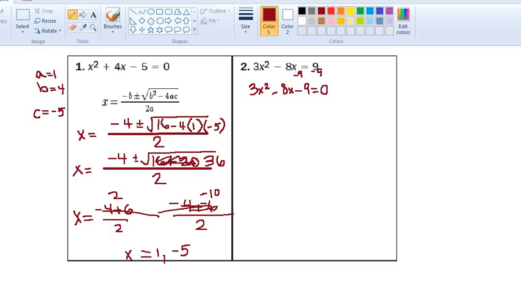Now if you could do this, pause the video and go over to the side and write what A is, what B is, and what C is. Go ahead and pause the video right now and write those three things. And hopefully you got A equals 3, B equals -8, and C equals -9. We're going to use that to put together the quadratic formula.